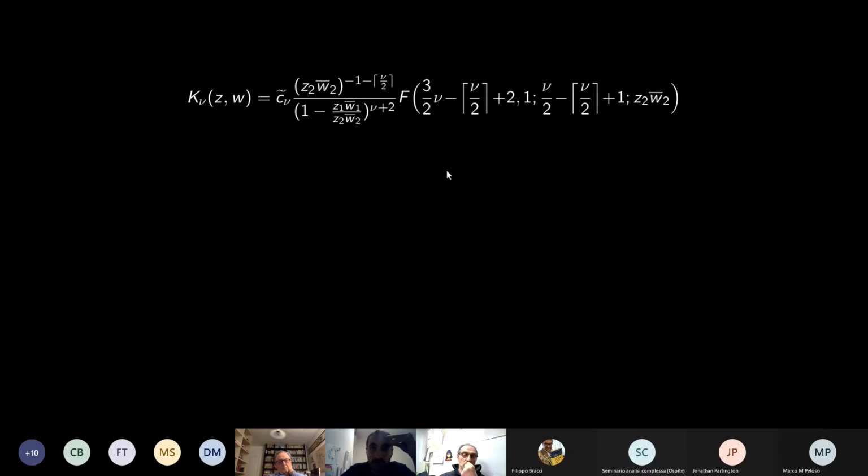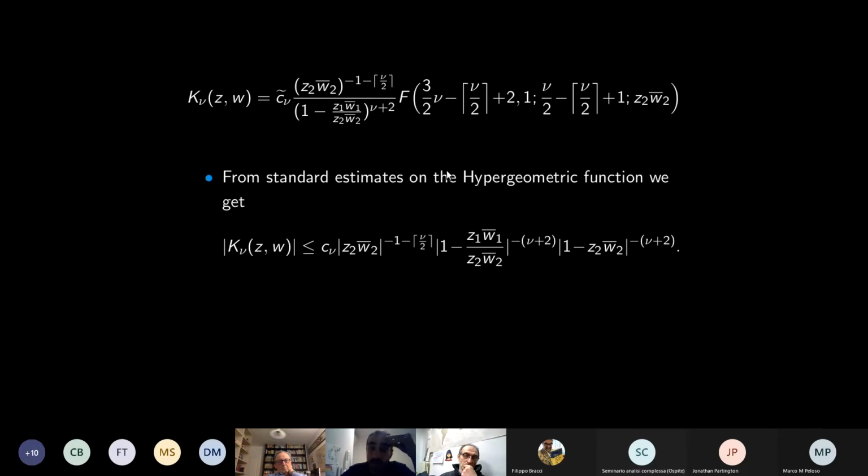Actually, we have something like this for any value of the parameter nu. This is the kernel, I just brought it again. From standard estimates on the hypergeometric function, we always have that the absolute value of our kernel is bounded by this function here. This first factor is just the modulus of this factor here, this second factor is just the modulus of this term here. But we can always bound the hypergeometric function with (1 minus z2 w2 bar) to the power minus (nu plus 2).